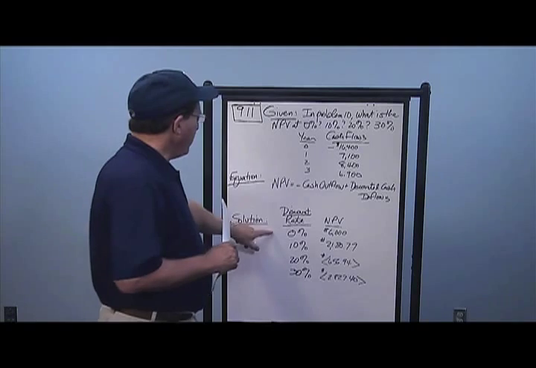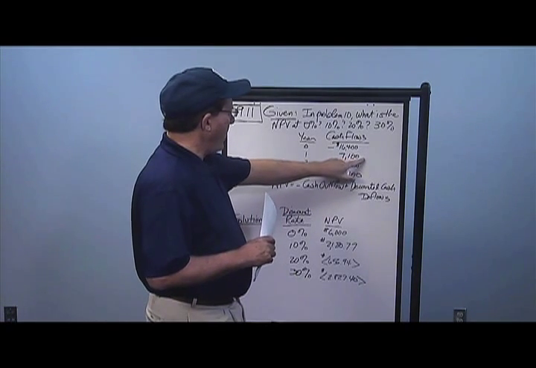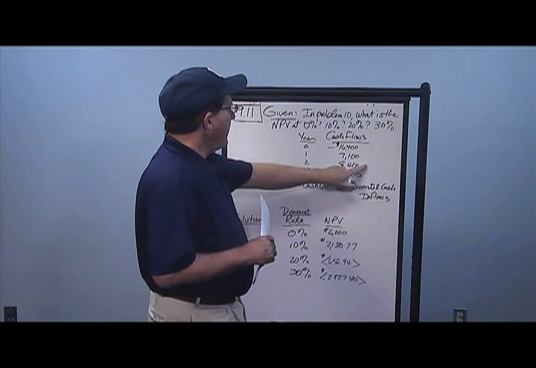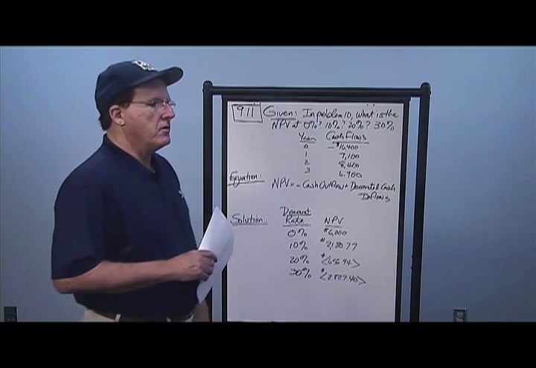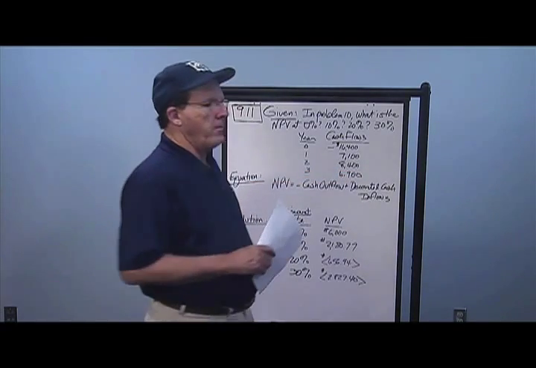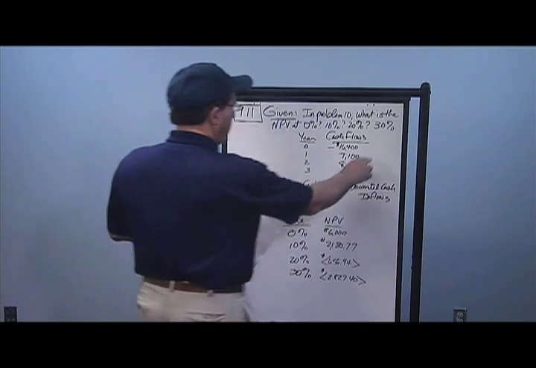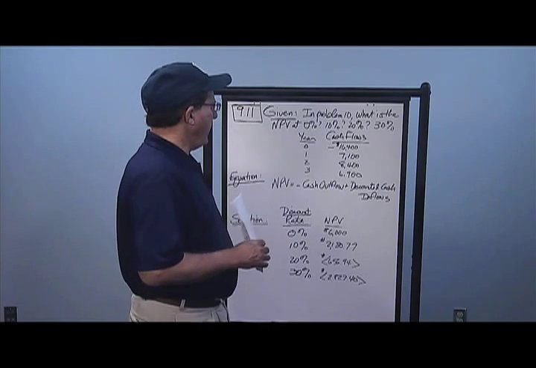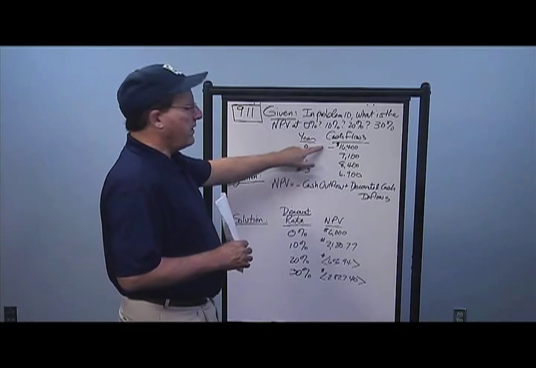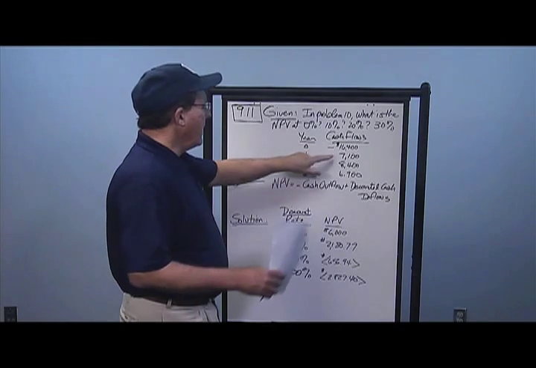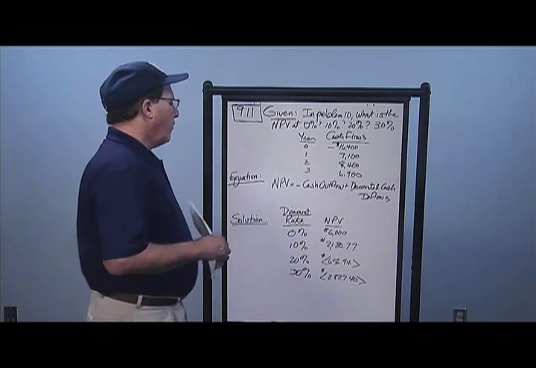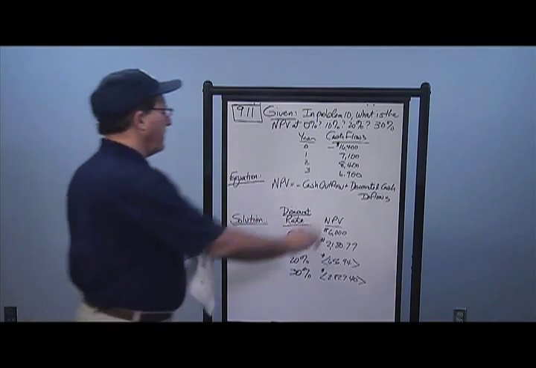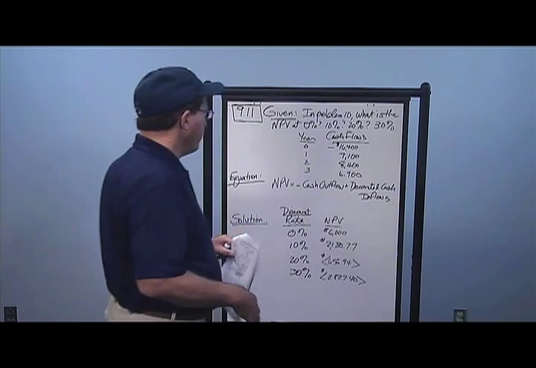So what do I get at 0%? I would take 7,100 divided by 1 plus 0 to the first power, 8,400 divided by 1 plus 0 to the second power, and 6,900 divided by 1 plus 0 to the third power. So these are the same numbers, 7,100, 8,400, and 6,900. There's no discounting on these at 0%. So I'll have a negative 16,400 going out, positive 22,400 coming in. So my NPV at 0% is $6,000. I just get these pure cash flows coming in as stated.